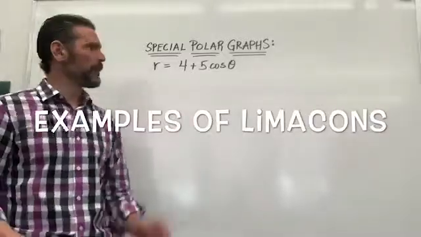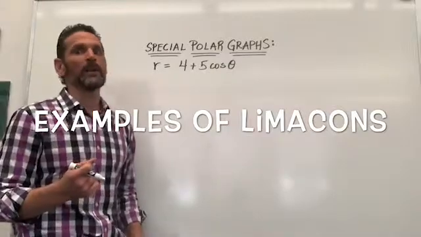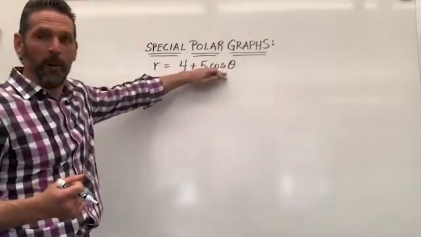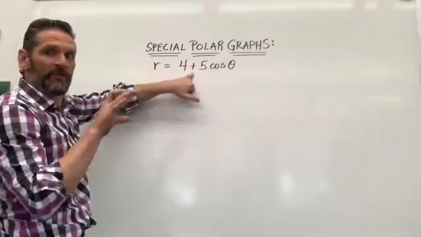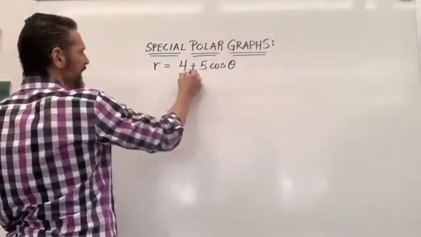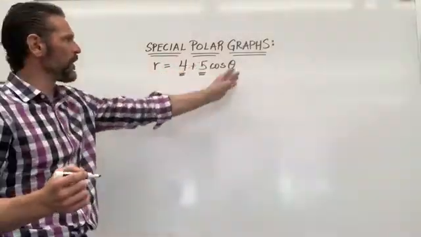Let's do a few examples. r equals 4 plus 5 cosine theta. Immediately, I know it's a Limacon. I know it has polar axis symmetry, and it's positive, so the majority of the graph points to the right. I'm looking at a and b, modeling this on r equals a plus b cosine theta.